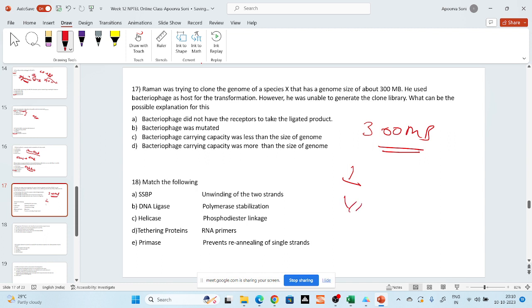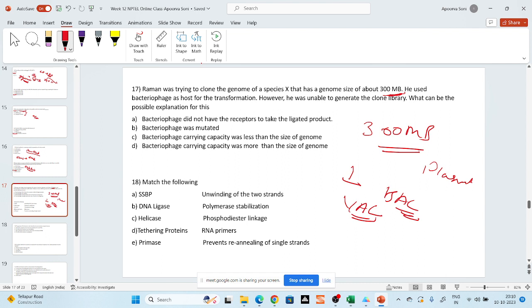Yeast artificial chromosome, YAC, and just before YAC you have bacterial artificial chromosome. First is, I think, basic plasmids, then I think after that you have bacteriophage. Anyways, the genome that he is trying to clone is 300 MB, and the carrying capacity, that means the maximum limit up to which a bacteriophage can clone a DNA fragment, is very much less than 300 MB. Therefore, bacteriophage cannot be used as a host.